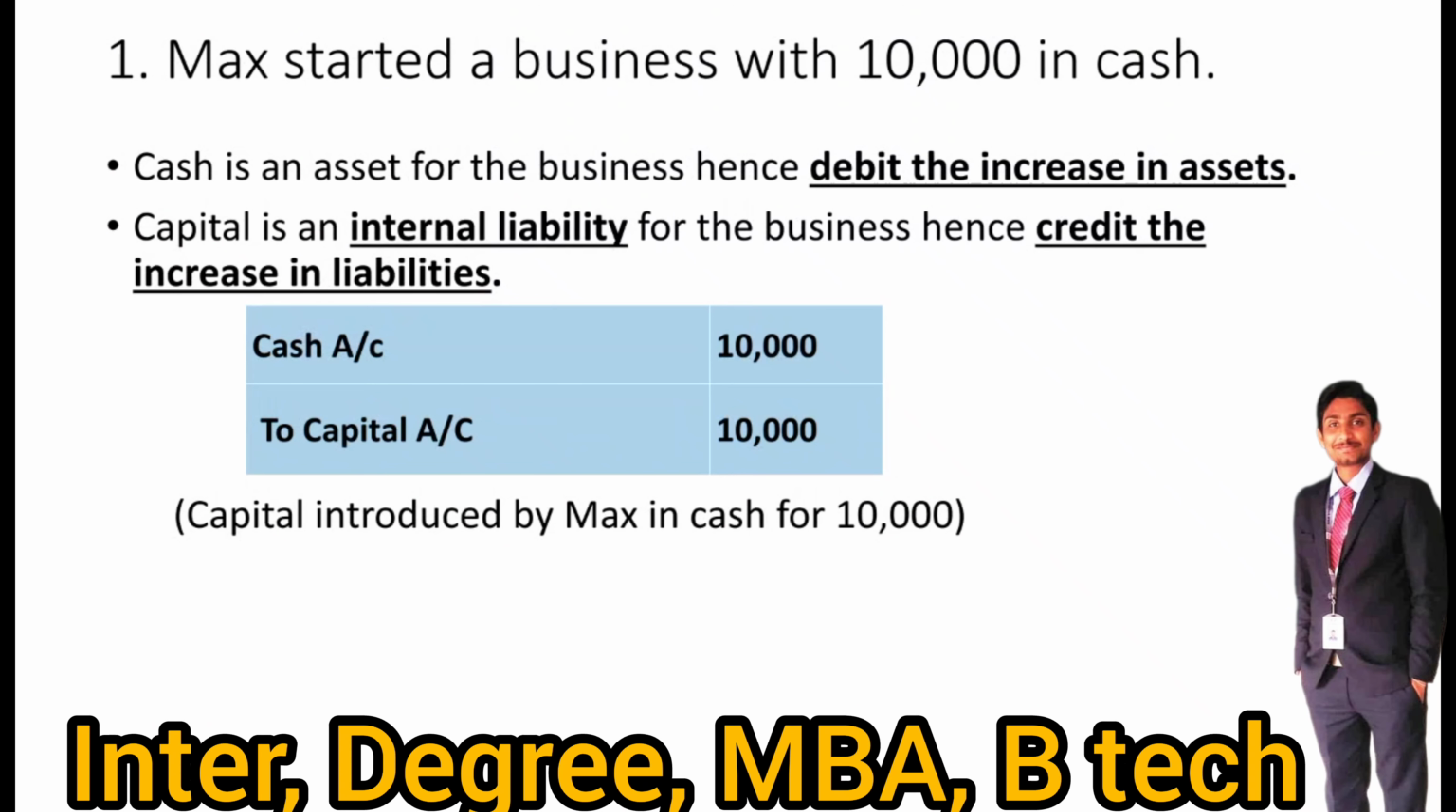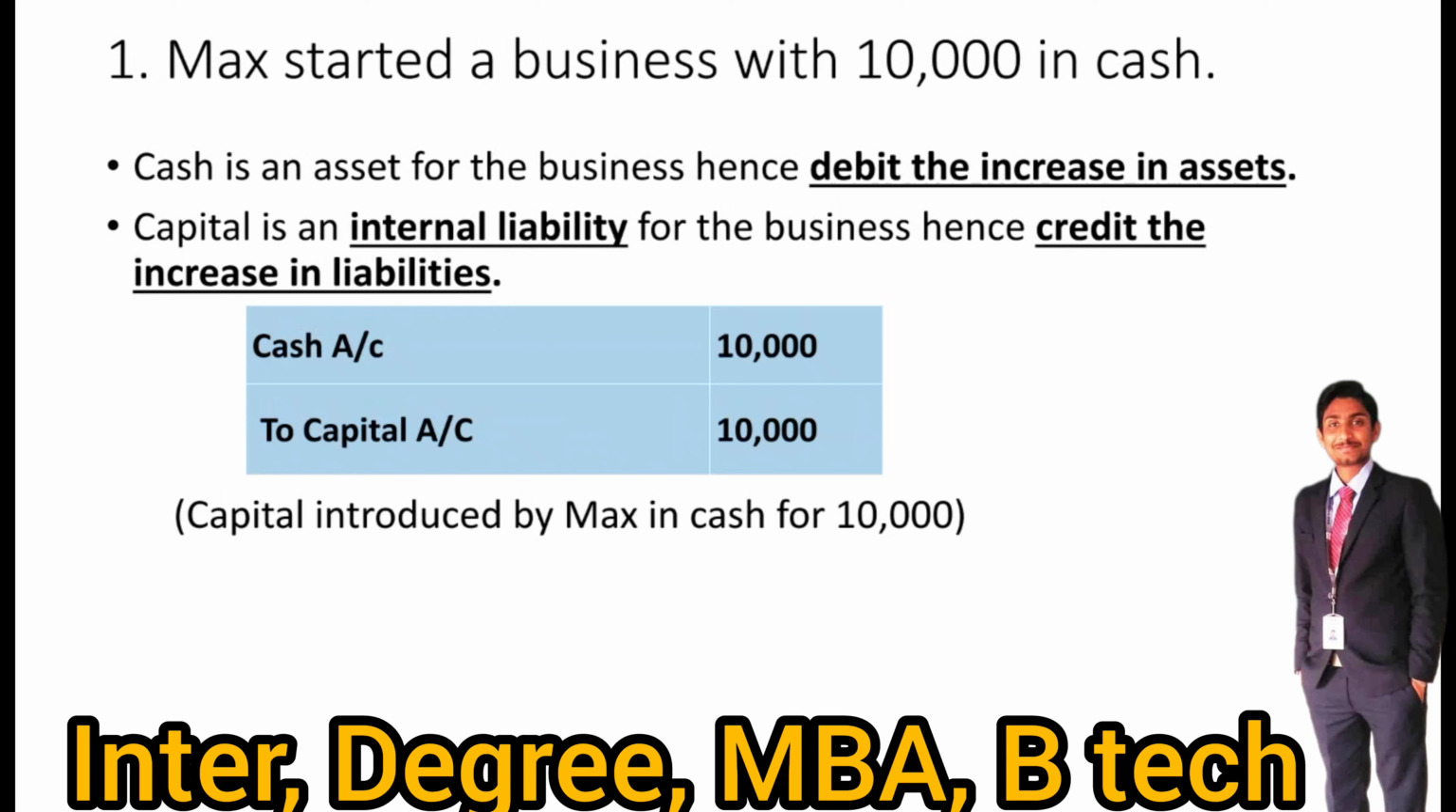Here, the first transaction is: Max started a business with 10,000 rupees in cash. In this transaction, we need to find two aspects, one is the debit aspect, another one is the credit aspect. Cash is the inflow of the business.